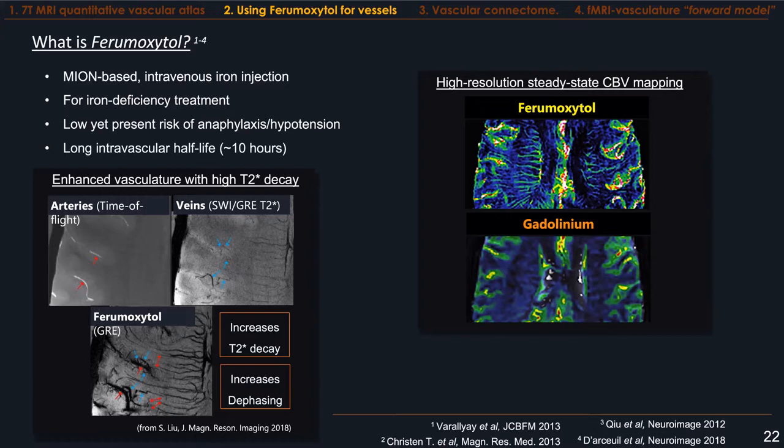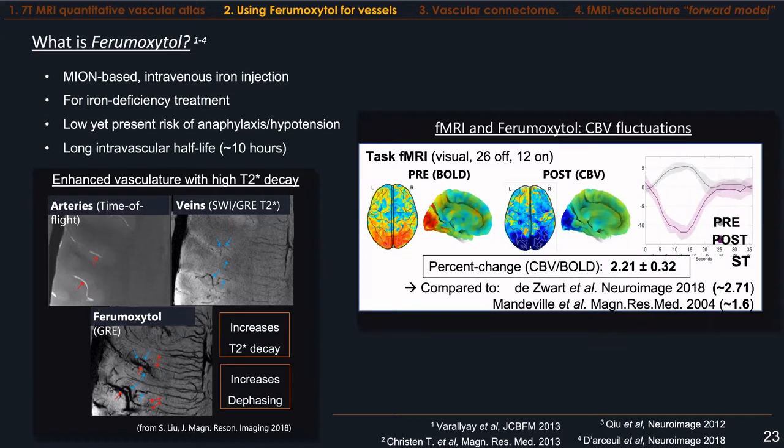And so we need to adjust some parameters when we do the acquisition. But with ferumoxytol, we can also get some high resolution steady state CBV mapping. It's also useful for CBV-based fMRI mapping during tasks. The main advantage is that you get a much higher percent change. It really depends; in some experiments it was around 2 to 3 times. In our case, we saw a 2 times increase in terms of voxel activation using ferumoxytol. So it can really help to improve the accuracy of the map that we acquired.